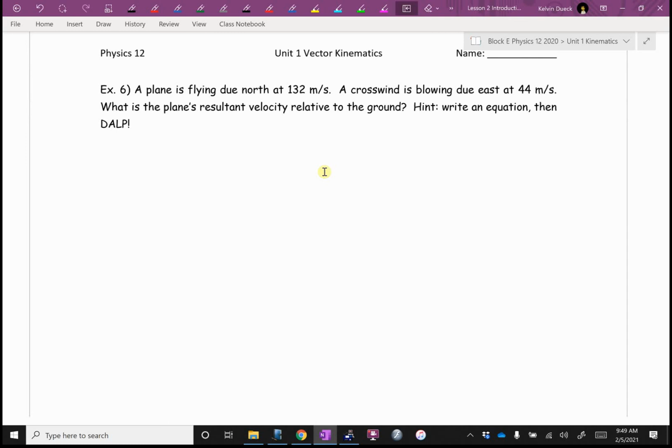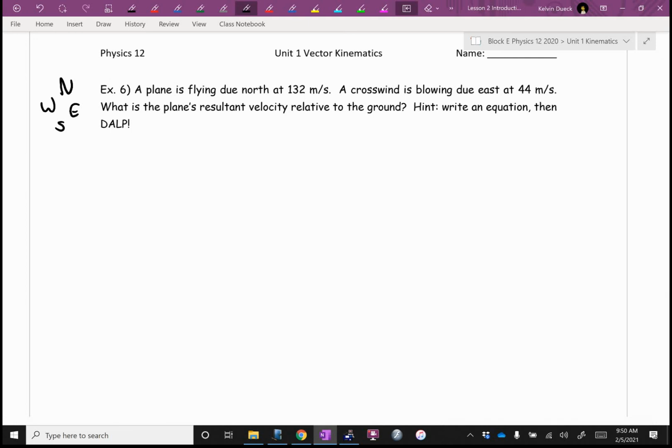A plane is flying due north at 132 meters per second. A crosswind is... I got to draw a compass rose. A crosswind is blowing due east at 44 meters per second. What's the plane's resultant velocity relative to the ground?